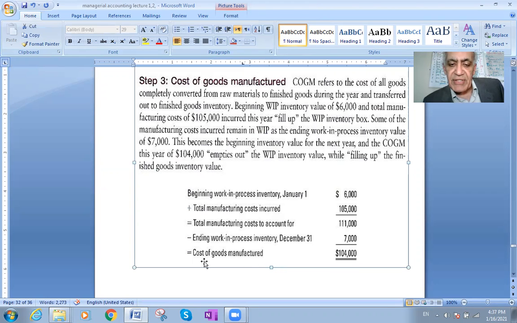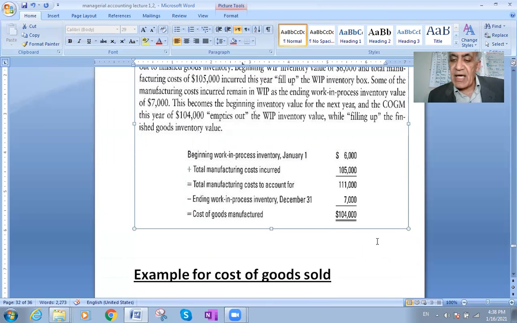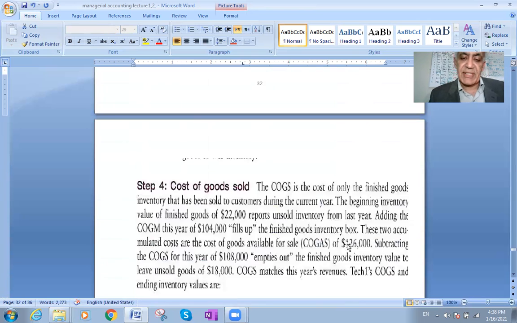So I will get the cost of goods manufactured. The idea in all of them is beginning plus during minus the end, always beginning plus during minus the end. This will give me the cost of goods manufactured. The rule is beginning plus during minus the end. This is how it is calculated.